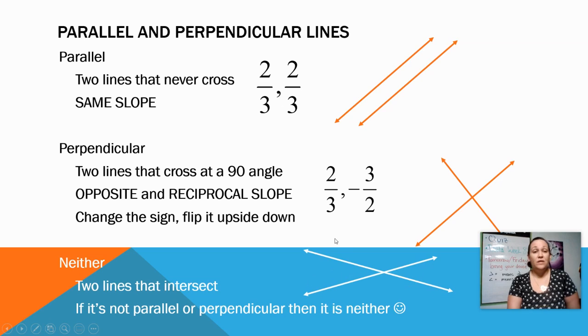Here's a picture of what neither lines look like. So again, they do cross. They just don't cross at a 90-degree angle.